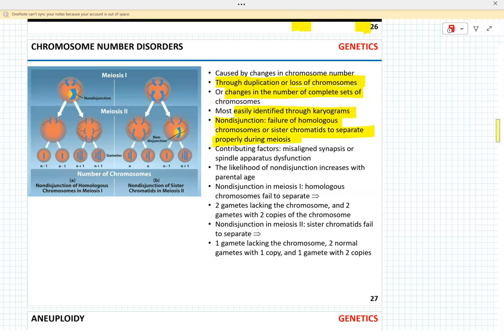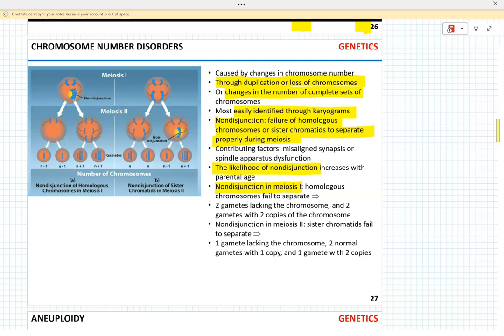Now, what can lead to this? There are two main contributing factors. Either the synapsis is misaligned, or the spindle apparatus doesn't work as it is supposed to. The likelihood of non-disjunction actually increases as parents get older. So let's take a look at non-disjunction in meiosis 1.